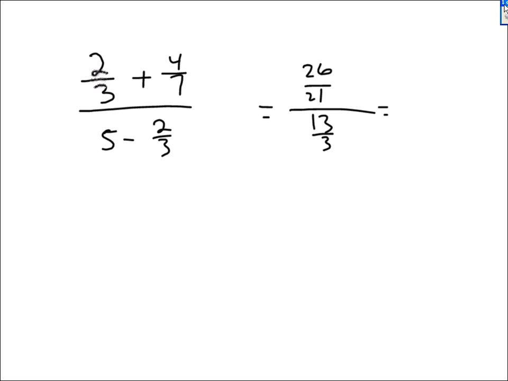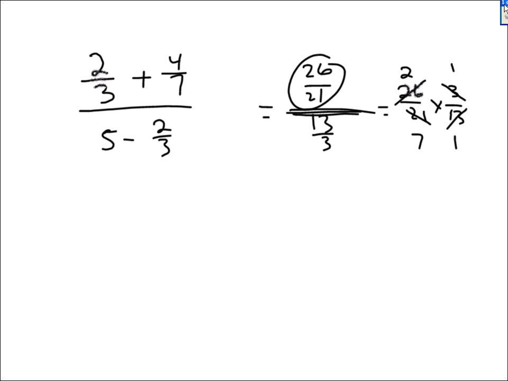And then you would say, well, you keep the top number, you change division to multiplication, and you flip over 3 over 13. 3 goes into both of these numbers 1 time and 7 times, and 13 goes into both of these numbers 2 times and 1 time. You can't reduce anymore. 2 times 1 is 2. 7 times 1 is 7. The problem is done. But that's way too hard.